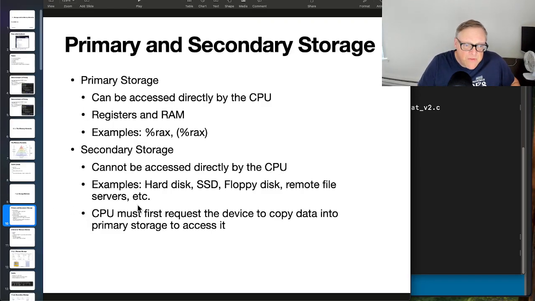And then there's storage devices, of course. Primary storage is the registers and RAM. Registers are much faster. Secondary storage cannot be directly accessed by the CPU. It's going to have to run code to fetch the data from them and put it in RAM and then read it from RAM. And that's how the hard disk and the floppy disk and the SSD and everything work.